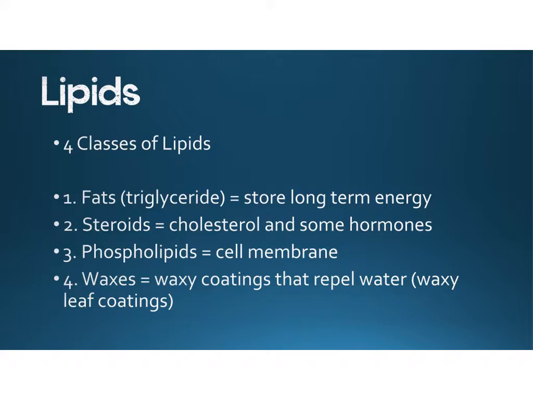Fat is also there for insulation, helps keep things warm. That's why animals that live in cold places on Earth, in the Arctic and such, have an excessive amount of fat. It helps insulate their body and keep them warm. And the next class of lipids are steroids. Steroids are chemicals that regulate things in your body. Cholesterol is an example, and there are some hormones in your body that are also steroids as well.